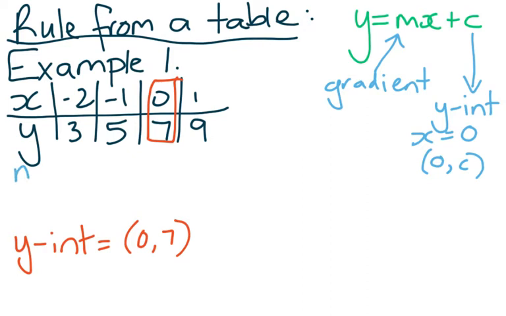Then I need to do the gradient. So the gradient is what it's increasing by. Now, the important thing to look at here is to make sure that the x values go up by 1. Because if the x values don't go up by 1, then you need to divide by what they go up by. Because you're looking at how is it increasing each step, not each 5 steps or each 2 steps, etc.